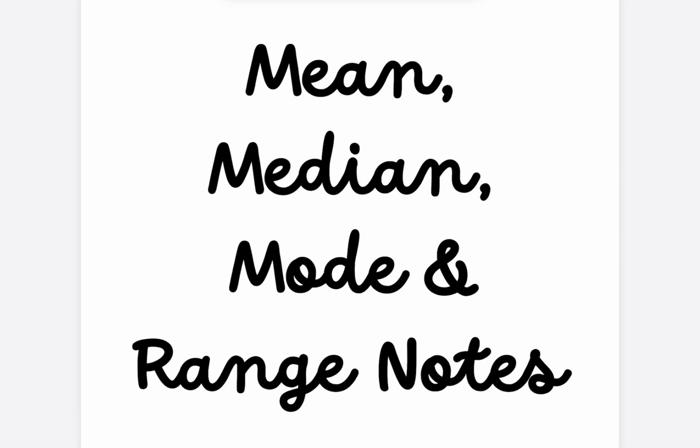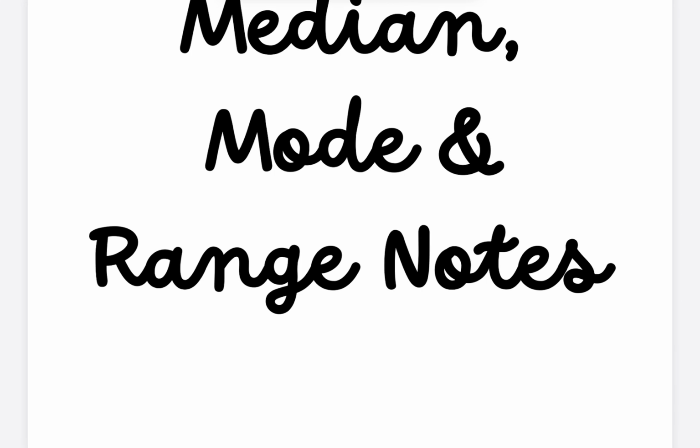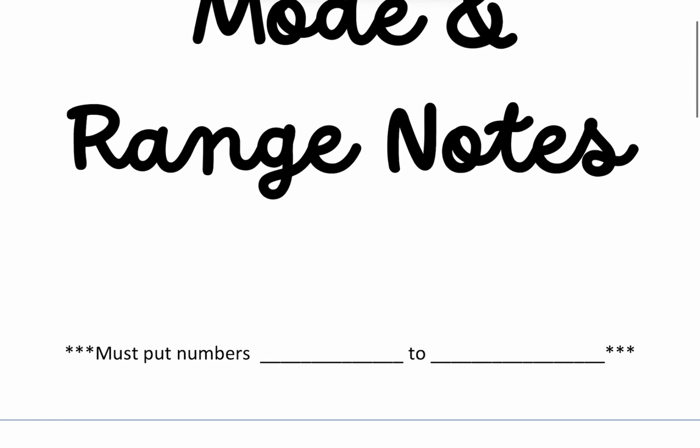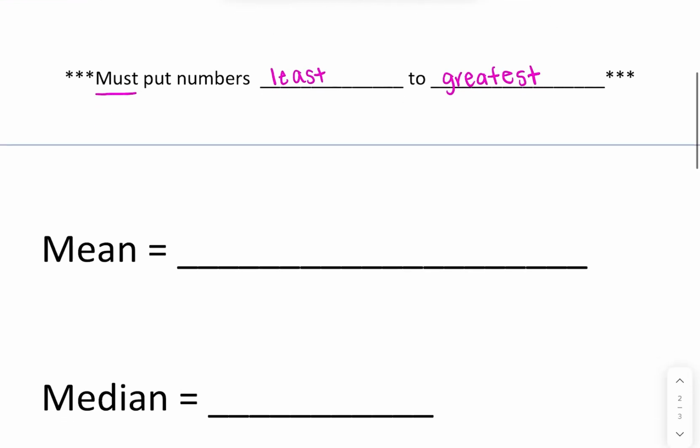Sixth graders, so today we are going to talk about mean, median, mode, and range. So you might have heard about these topics before in fifth grade, or they might be new. The most important thing today is that we must, not an option, we must put numbers least to greatest. So we are going to have to put our numbers in order, least to greatest. That's going to be our first step.